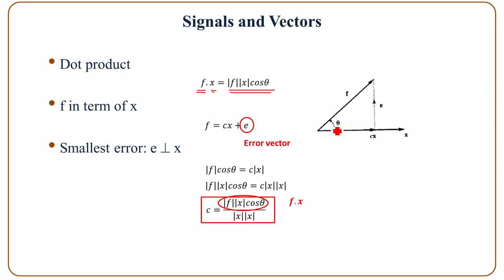We can express f in terms of x. So f can be expressed as c times x plus e. So c times x is the projection of f onto x, and the error is smallest when the error vector e is orthogonal with x. So when the error vector is orthogonal with x, then we have the smallest error.